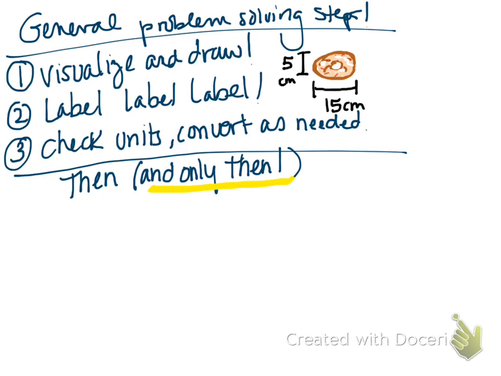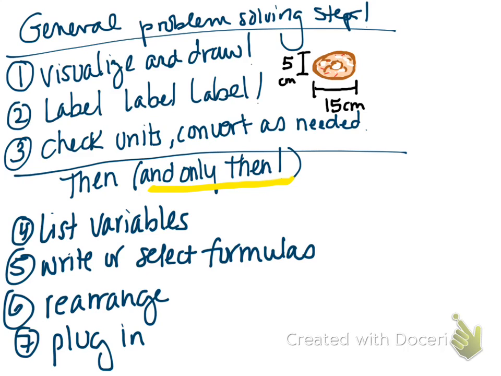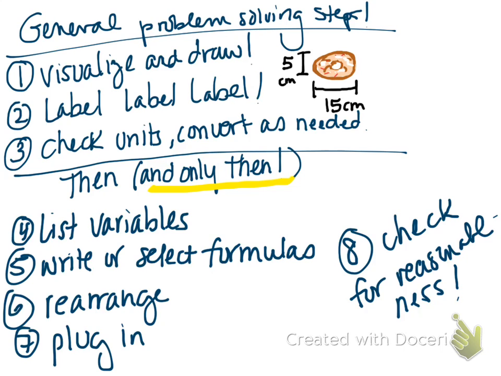Then, and only then, you can start to list your variables, write and select formulas, rearrange, and plug in actual numbers. Once you've done all those, there's one important last step. That is to check for reasonableness. So, we look at the answer that we got for our donuts in our box. We say about 1,000 donuts can fit in a box. Does that sound reasonable? Sure. If you had come up and said that 10 donuts could fit in a box, I would seriously doubt you. If you had said that 4 million donuts could fit in a box, I would seriously doubt you.